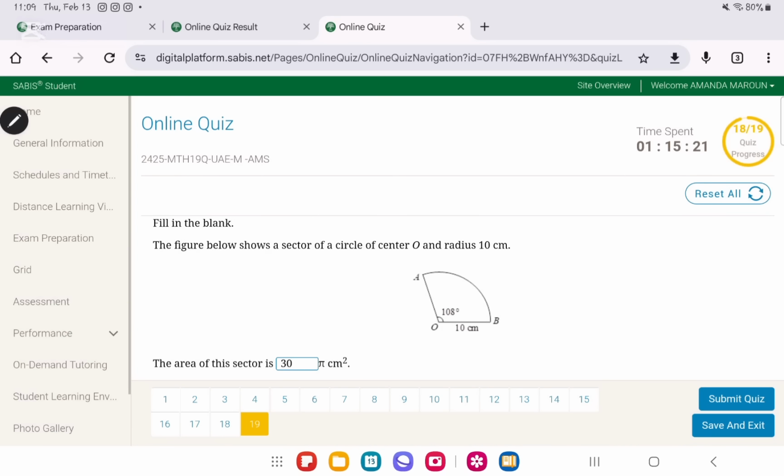Let us submit, and hopefully there are no mistakes. Thank God there are no mistakes.